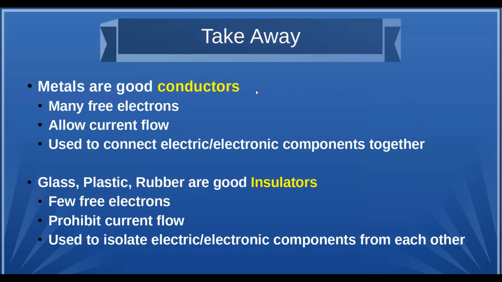Okay, so most metals are good conductors. Silver's the best, copper's next, most commonly used because it's cheaper than silver, because it's got many free electrons. It allows current flow, and that's what we use for connections between electronic components. Insulators such as glass, plastic, rubber, mica is a really good one, which they use in some electronic components like capacitors or as insulators on transistors. It has very few free electrons. It prohibits current flow, and we use it for isolation or insulation.